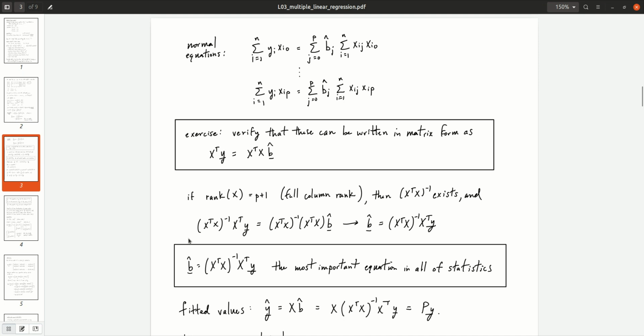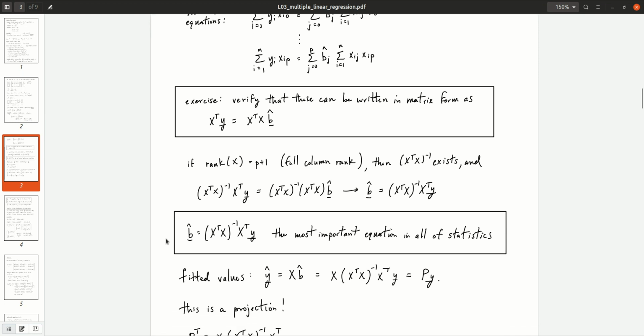You multiply on the left of both sides by X transpose X inverse, and that gives you b hat equals X transpose X inverse X transpose y. So I put this in a box down here. This is the formula for the regression equations. And I'm not really going out on a limb here, but this is the most important equation in all of statistics. It gets used over and over and over again and in lots of different forms.